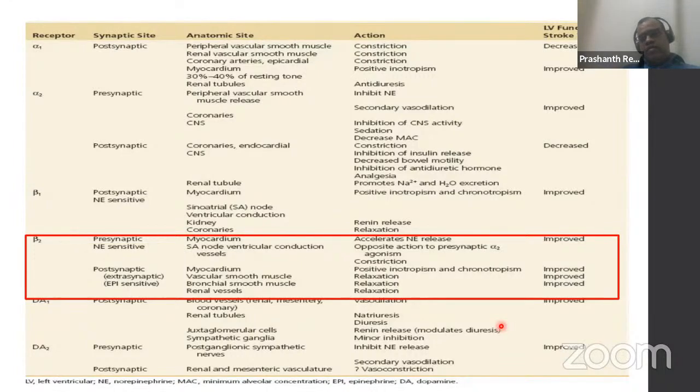So alpha 1 and beta 2 have opposite actions. Alpha 1 has a constricting activity on the vasculature, whereas beta 2 has a relaxation activity on the vasculature.